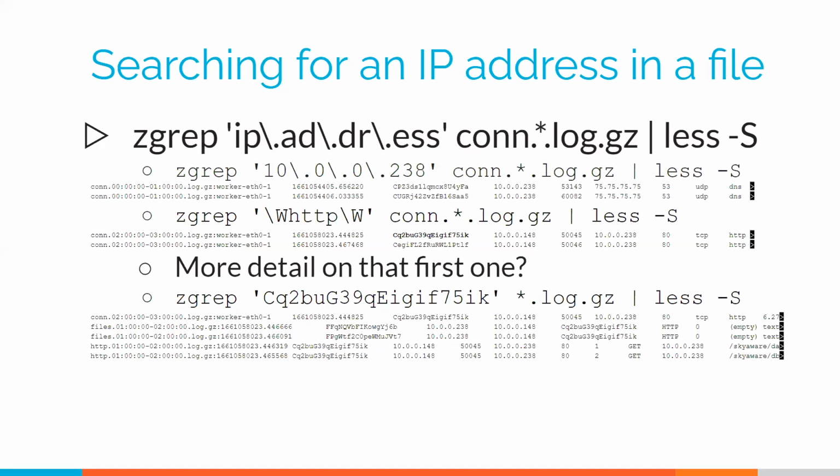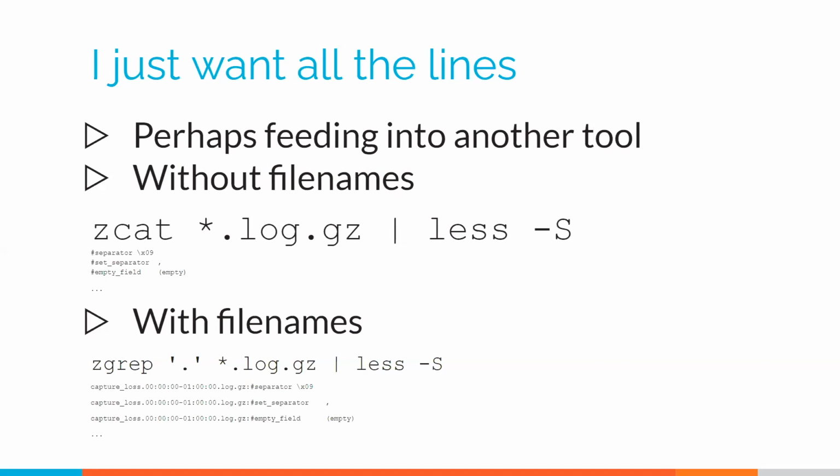So now you can get more detail about that by using that unique identifier and looking for it through all of your files. You'll get all the detail that Zeek has. You might just want all the lines. No problem. If I want all the lines, I'm going to feed it into some other tool or save it to a file or send it off to somebody else, no problem. You can type zcat space asterisk.log.gz, and all of that stuff will come out of that command. In this case, we're feeding it back into less, but you might have some other tool that you want to send it to, no problem.